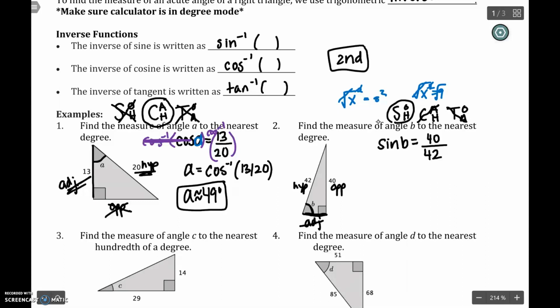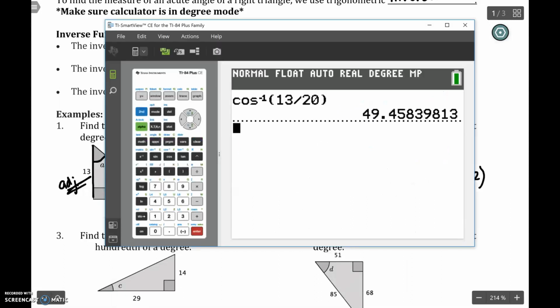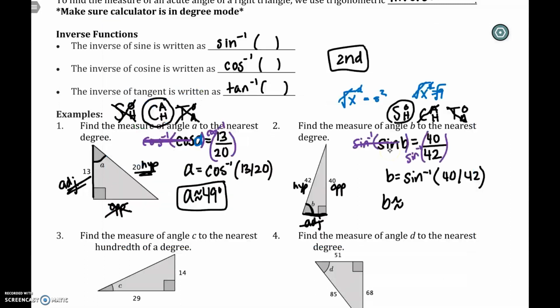We're trying to get B alone, so we're going to do the sine inverse, or sine^-1, on both sides, so that the sine will cancel and the B will be left all by itself, isolated. And in our calculators, we will put the inverse sine of 40 over 42. And this one also says to the nearest degree. So we're going to hit second sine, to get the sine^-1, 40 divided by 42, and then hit enter. And it's about 72 degrees.